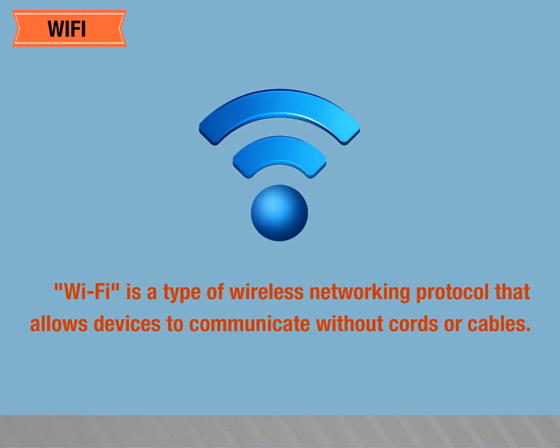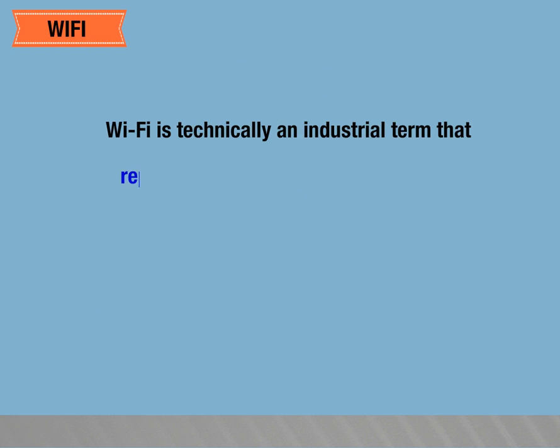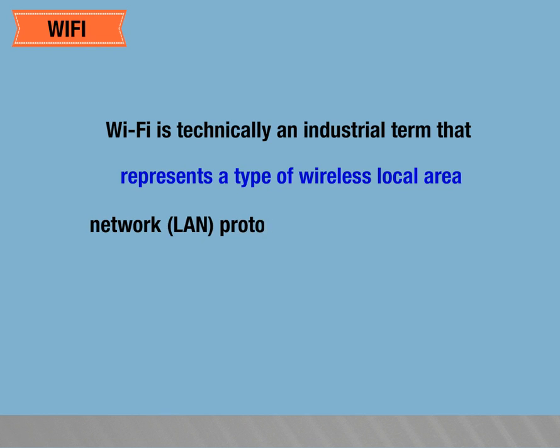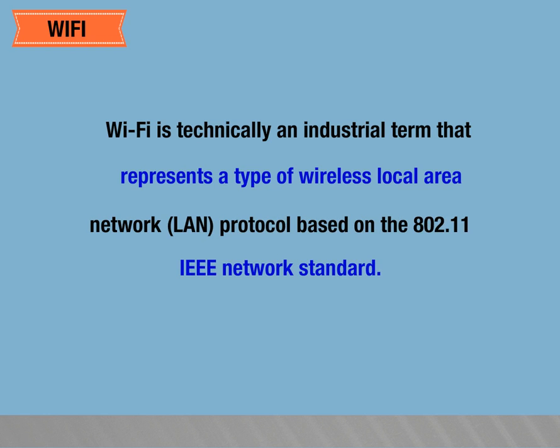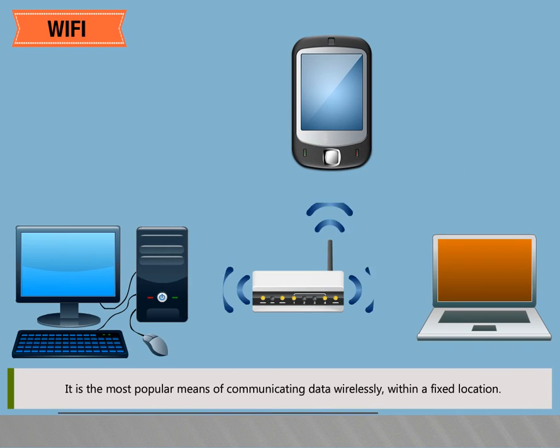Wi-Fi. Wi-Fi is a type of wireless networking protocol that allows devices to communicate without cords or cables. Wi-Fi is technically an industrial term that represents a type of wireless local area network, that is LAN protocol, based on the 802.11 IEEE network standard. It is the most popular means of communicating data wirelessly within a fixed location.